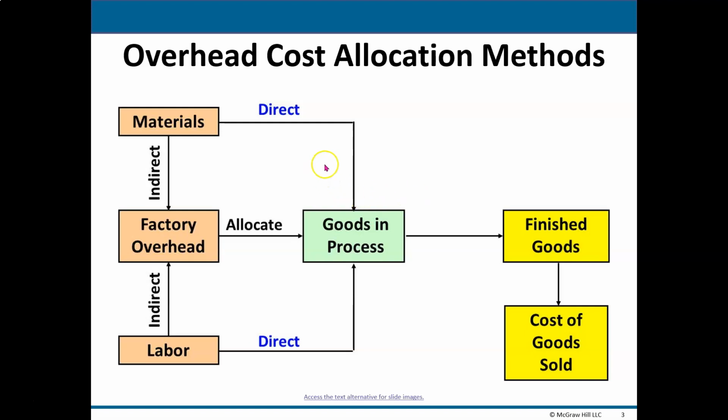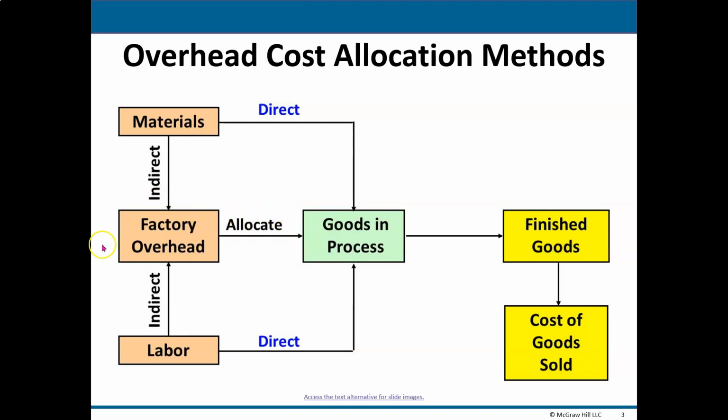Okay, so since direct costs are easily traceable, we have to look at the indirect costs. Remember, indirect materials, indirect labor, and all other indirect production costs go into factory overhead. And we allocate that overhead to the goods being worked on, to the units in process. And then those units in process, when they're completed, get transferred to finished goods, and then they're expensed off as cost of goods sold. So our focus is on how to do this.